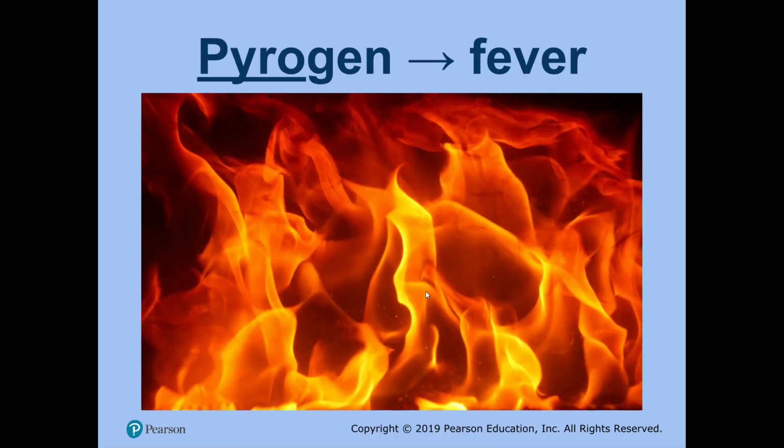Pretty cool. Another concept is pyrogen. Pyrogens are things in your body that cause fever. An easy way to remember that is pyro is fire, fire is hot, and heat throughout your body is fever. So yeah, that's chapter 11.